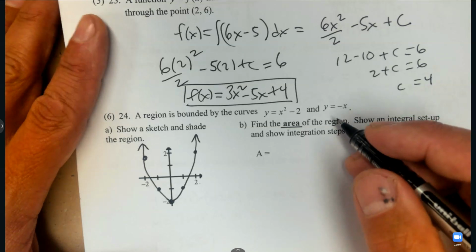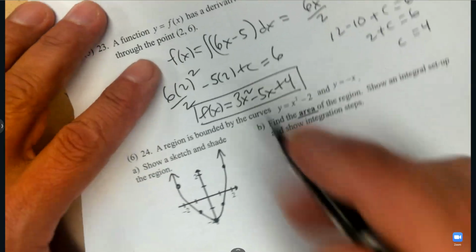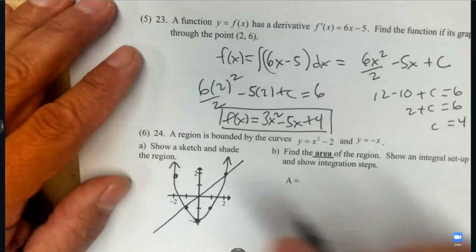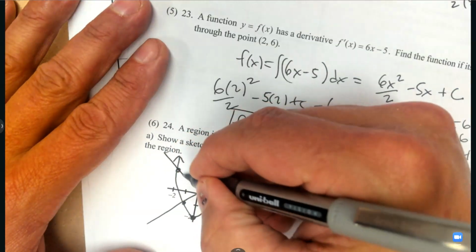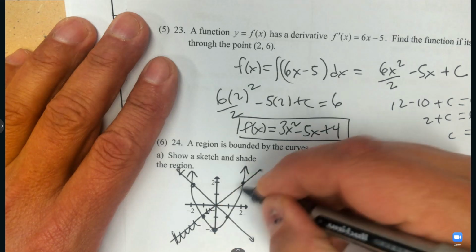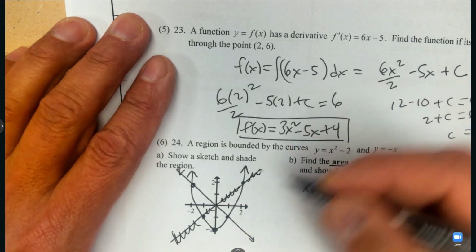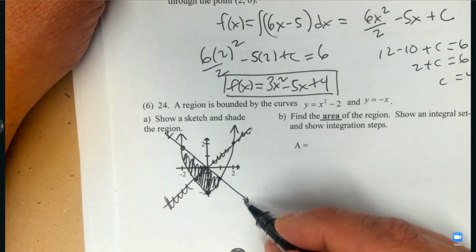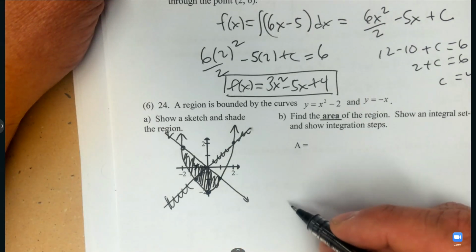The second one is the line y equals negative x. I did it totally wrong. Don't do it that way. This way, not that way. So negative x, we know, is a slope that goes down. I knew right away as soon as I did it, but it happens. Okay, so this way, negative 1 going down. The shaded area is what I'm looking for.